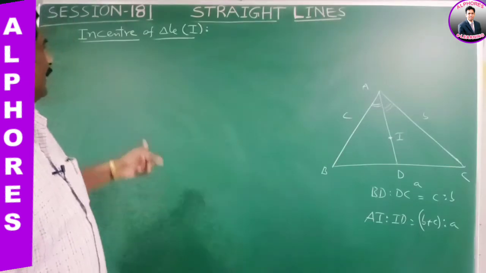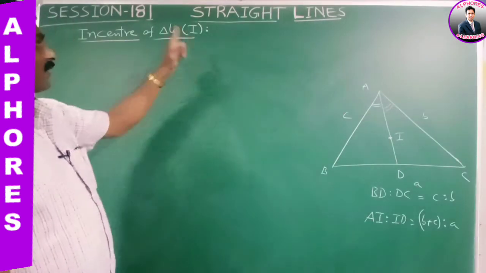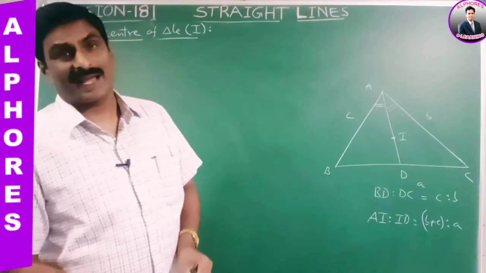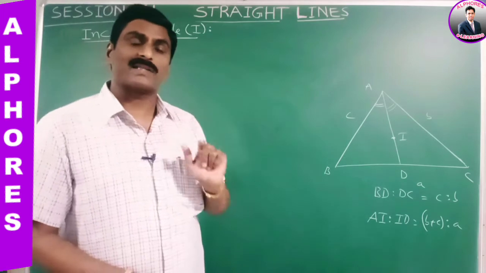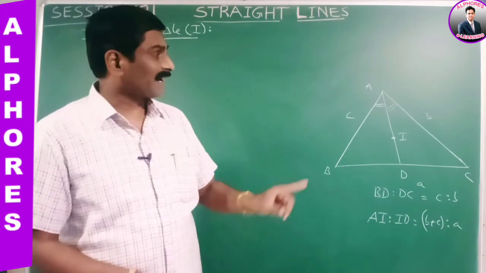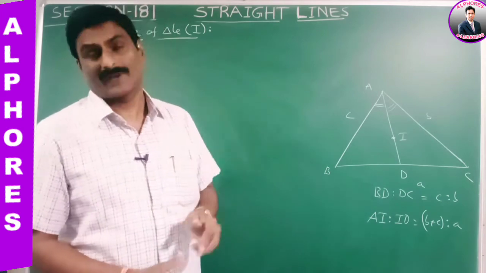Next, incenter of a triangle. What is the incenter? The incenter of a triangle is the point of concurrency of internal angular bisectors of the triangle.